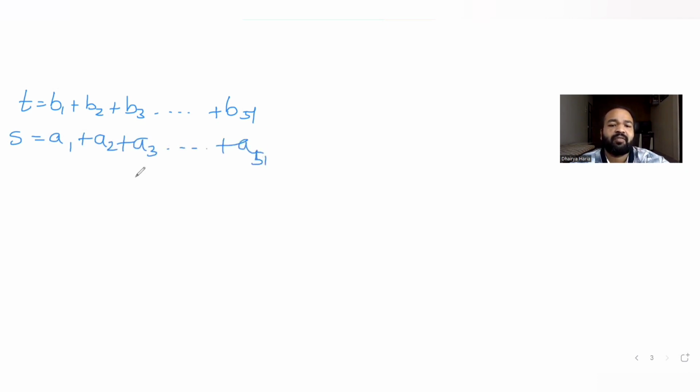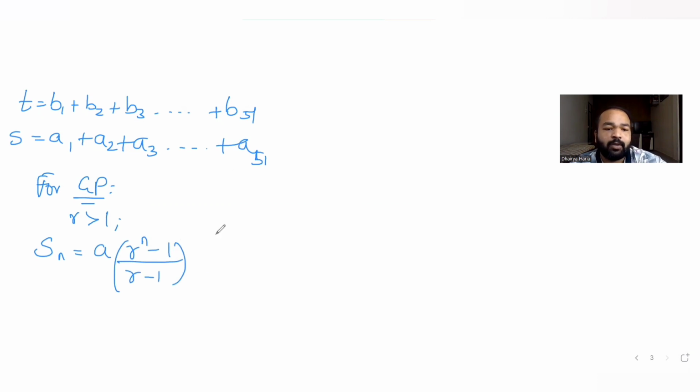Further, it tells us T is the sum of all the terms b1, b2, b3 till the 51st term, and S is the sum of all the terms of A from 1st to 51st. So the sum of 51 terms of B is T and the sum of 51 terms of A is S, right? Now we need to find whether S is greater than T or not. Let's understand if S is greater than T or S is lesser than T. First thing I will do is use these ideas. We know for a geometric progression, when R is greater than 1, the sum of all the terms becomes a(R^n minus 1) upon (R minus 1).